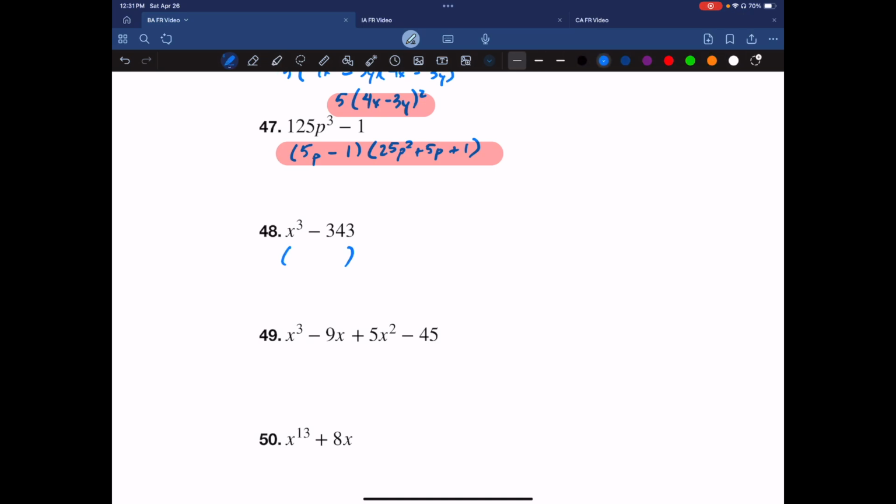Same thing on 48. All right, that's going to be x minus 7. So I'm going to square my first term. That's x squared. Multiply and change the signs, it's going to be plus 7x. And then square my last term, it's going to be plus 49. There you go.